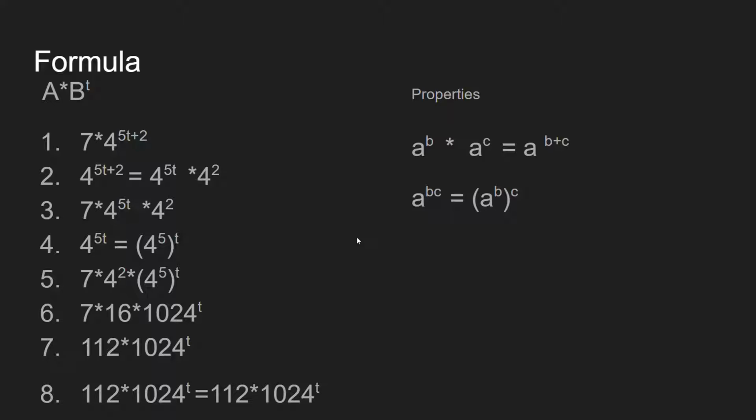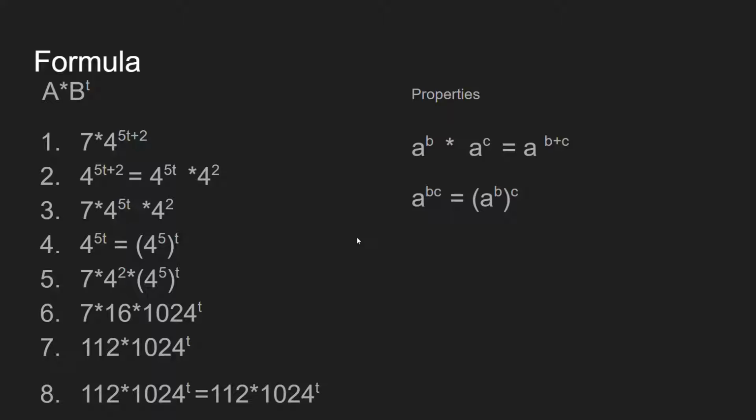After that, we could turn 4 to the power of 5t plus 2 into 4 to the power of 5t times 4 to the power of 2. Our equation now turns into 7 times 4 to the power of 5t times 4 to the power of 2. We can now simplify 4 to the power of 5t using the property of a to the power of b times c, which is equivalent to a to the power of b raised by c.